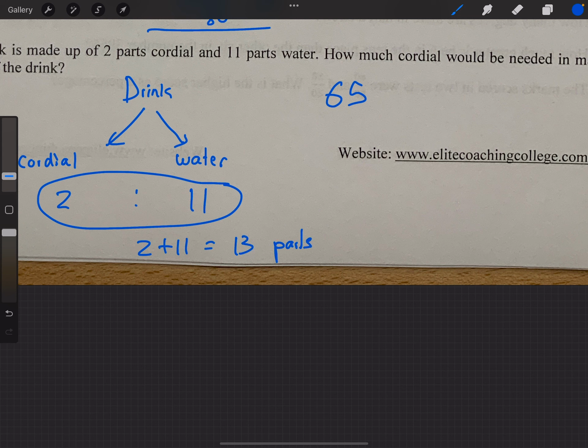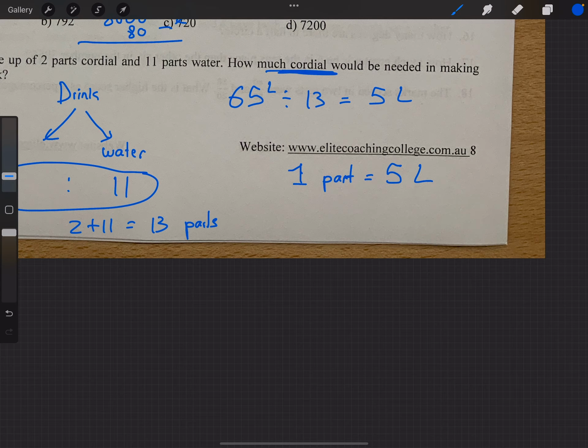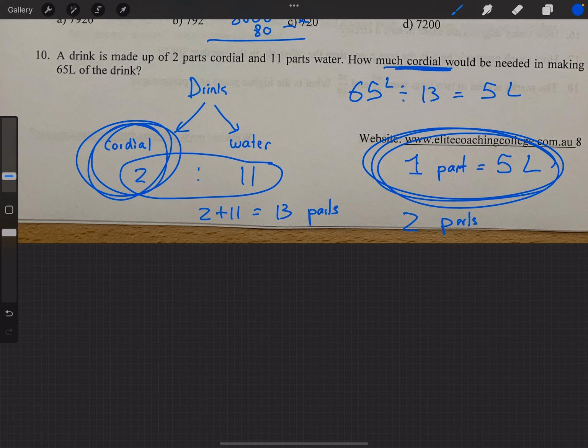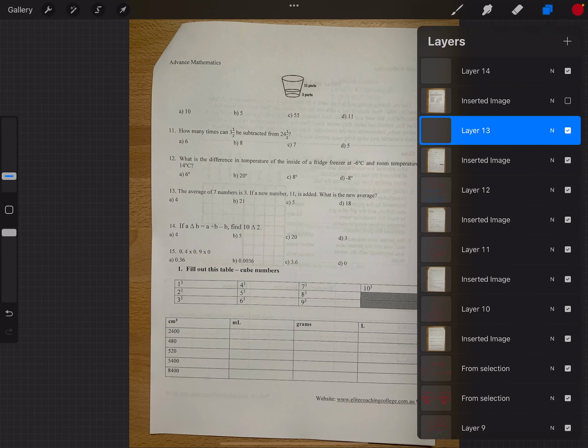So 65 divided by 13 makes 5. So that means that 1 part equals 5 liters. Remember, this is still in liters. Okay, and the question is, how much cordial? Cordial requires 2 parts. 1 part is 5 liters, so therefore 2 parts is equal to 10 liters, and that's how much cordial you need. The answer is 10 liters. And I'll just circle that there for you. There you go. Next page. Oh my gosh.